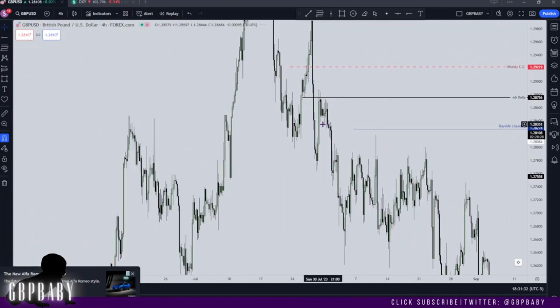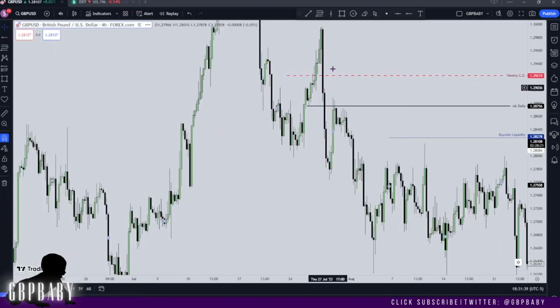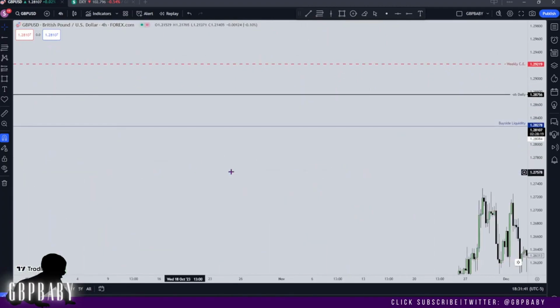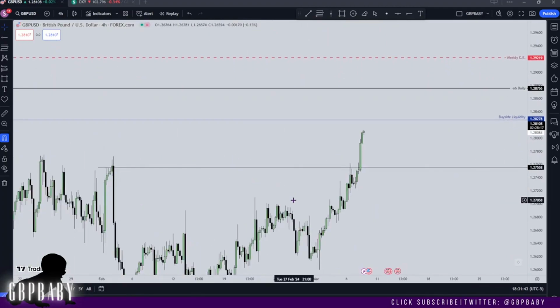There is no imbalance though on the 4-hour here, which is very clear. We have an imbalance here at the weekly consequent encroachment. So price may want to reach up to that, but again, it really depends how bullish pound is. So tomorrow is going to be interesting to say the least.